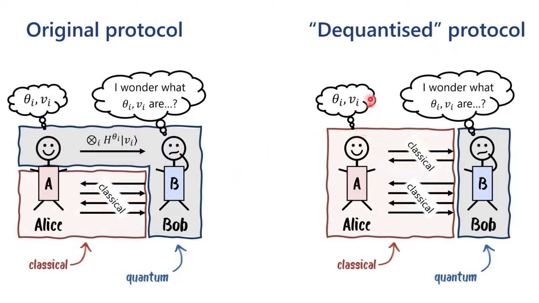So, we still want a situation where Alice knows these theta_i's and v_i's, and this classical protocol will somehow depend on them, but the protocol will have to depend on them in such a way that Bob doesn't find out what theta_i and v_i are, but nonetheless is able to prepare BB84 states if he behaves honestly.